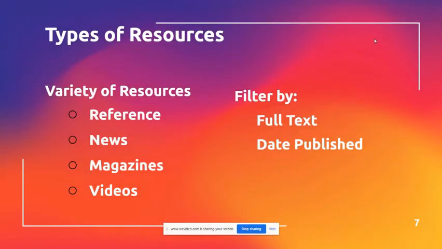Okay, within the databases, there's a variety of resources that you can find. They're going to have what they call reference links. These are usually pages that come out of a nonfiction book. They're also going to have newspaper or magazine articles. Many of them contain videos. And within the database, you want to always make sure that you're filtering so that you find a full text article, because you just don't want a summary. You want to actually have the article.